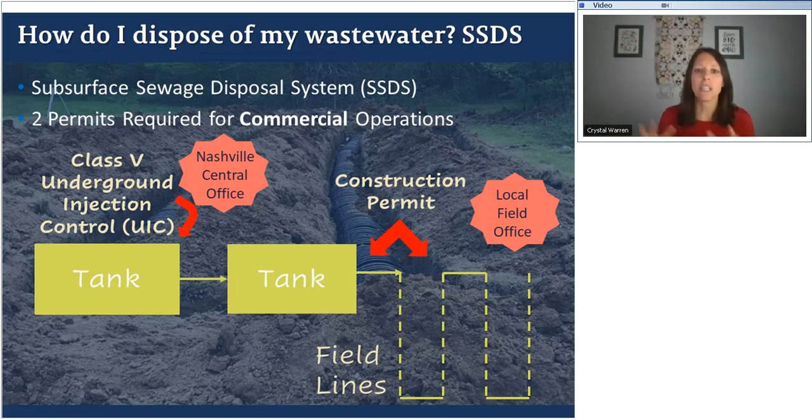So the first one is the one on the right. If you look at the construction permit, that's the same thing that you get as a residential. You have a tank and field lines. That's issued out of your local field office. The additional permit that's required for businesses is the one on the left, so the Class 5 underground injection control permit. That's issued out of central office. That requires an additional tank. So businesses, commercial operations require 2 tanks in addition to field lines. Again, this is a quick summary. If you have questions about it, just go ahead and give us a call. We'll talk you through it.